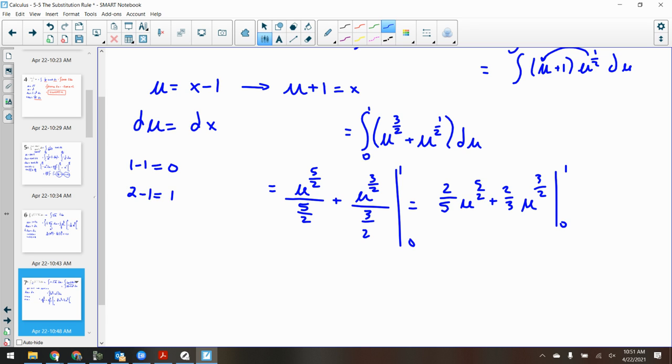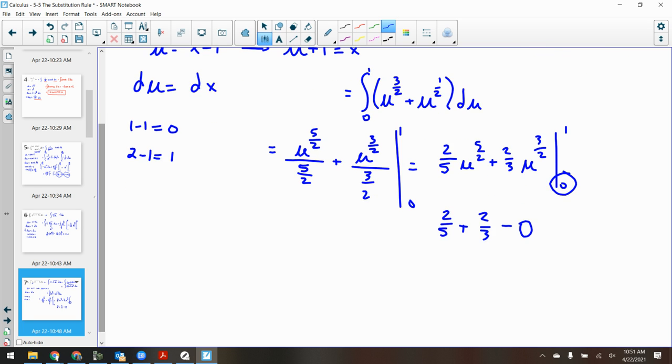Well, the nice thing about this one is I've got some nice numbers here. 2/5 times 1 is 2/5, plus 2/3 times 1 is 2/3, minus 0. Life is good when I've got a 0 down there and I'm working with a polynomial. So 2/5 and 2/3. I can do this without a calculator. What would that be? No decimals. Let's just do it with fractions.